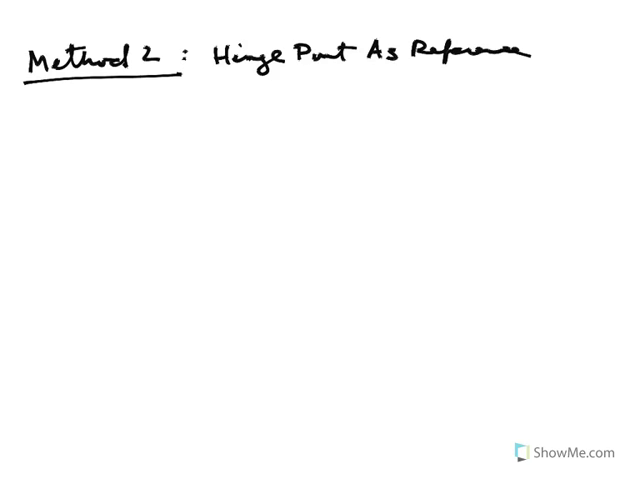So method 2 is hinge point as the reference. Now it turns out that this method is actually simpler than the first one, but again, I say that unless you really know how to do it, you don't want to use anything other than the center of mass. So O is an inertially fixed point.